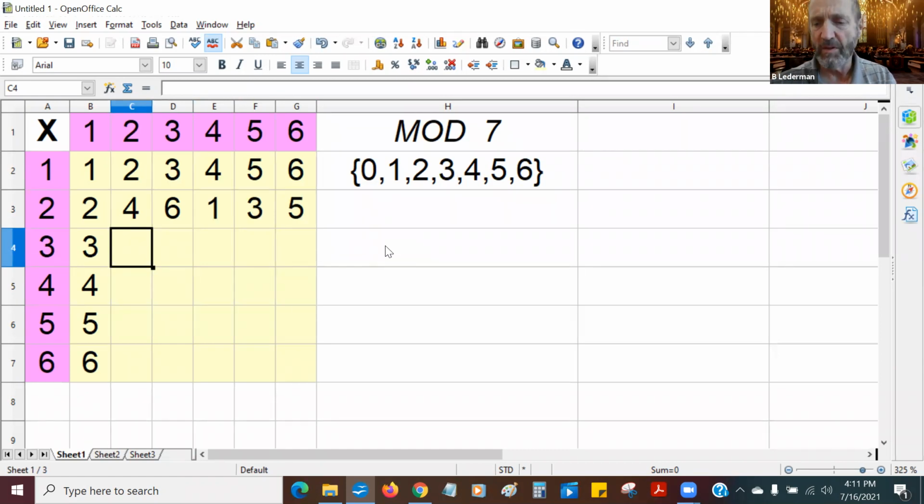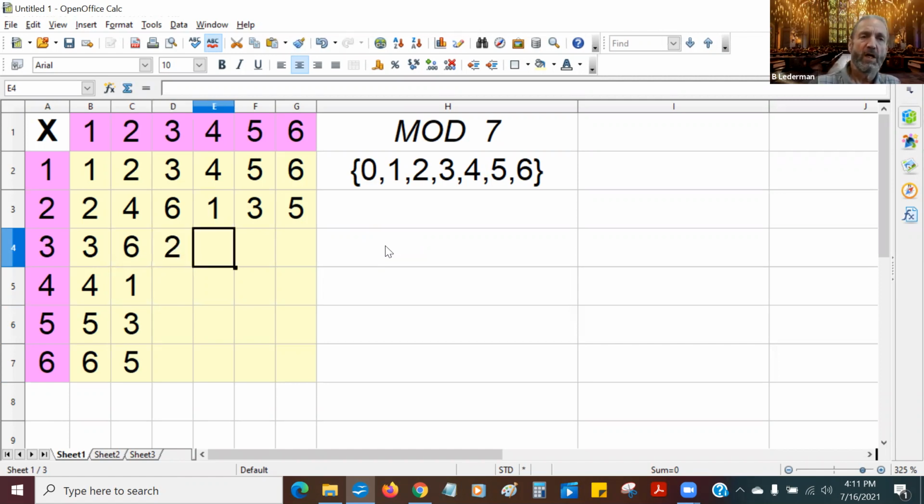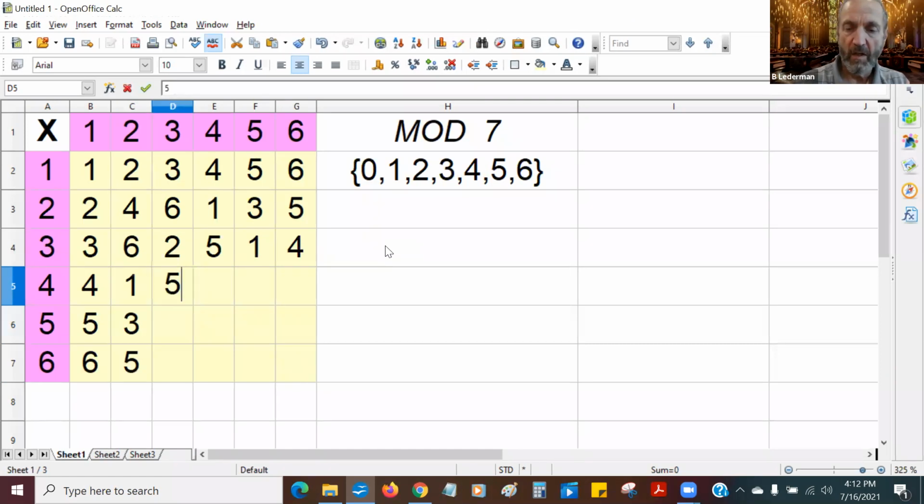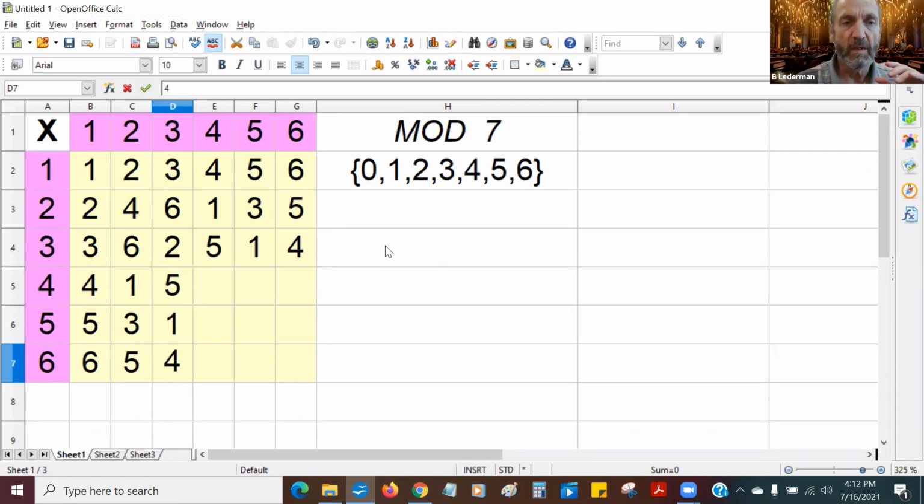The last row is going to be my next column, 6, 1, 3, 5. Now, 3 times 3 is 9, but 9 has a remainder of 2 when I divide by 7. 3 times 4 is 12. That has a remainder of 5. 3 times 5 is 15, which has a remainder of 1. And 3 times 6 is 18. 18 has a remainder of 4. And there we go. And that means here I can go 5, 1, 4. There you go.